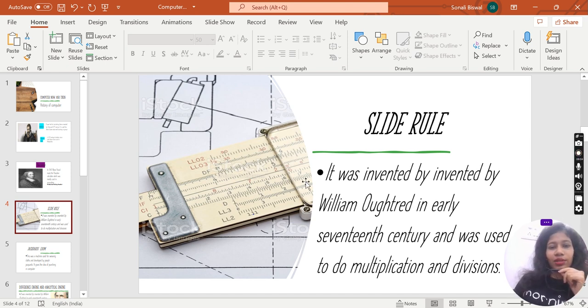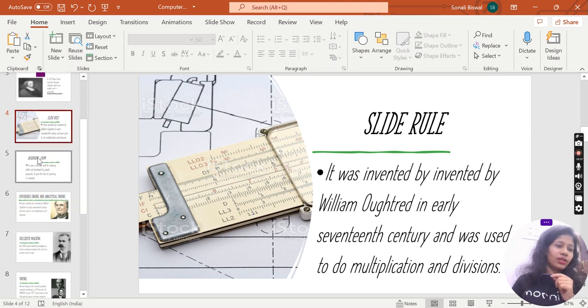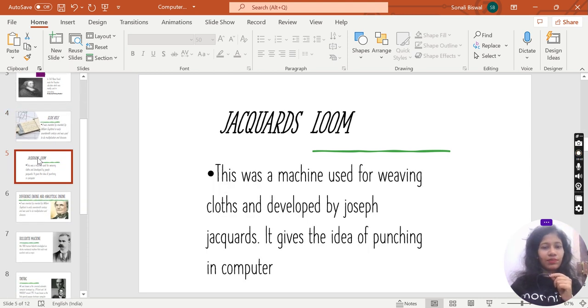The slide rule was invented by William Oughtred in the early 17th century. Early 17th century means the start of the 17th century. He developed it, and it was also used for multiplication and division. The first is for addition, the second for calculation, the third for multiplication. This machine gives us calculation, multiplication as well as division. This is the slide rule. After the slide rule, the next computer was developed.